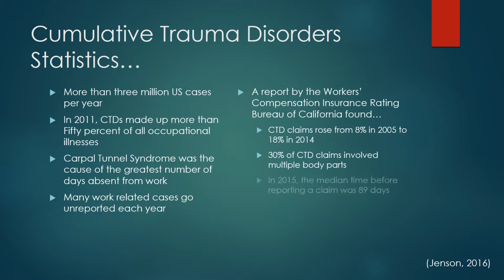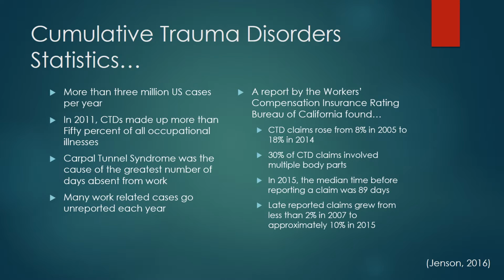In 2015, the Workers' Compensation Insurance Rating Bureau of California released a report showing a rise in cumulative trauma disorder claims from 8% in 2005 to 18% in 2014. Over 30% of those claims involved multiple body parts. The report also touched on the growing trend of reporting CTD claims late. In 2015, the median time before reporting a claim was 89 days. Late reported claims jumped from 2% in 2007 to 10% in 2015.